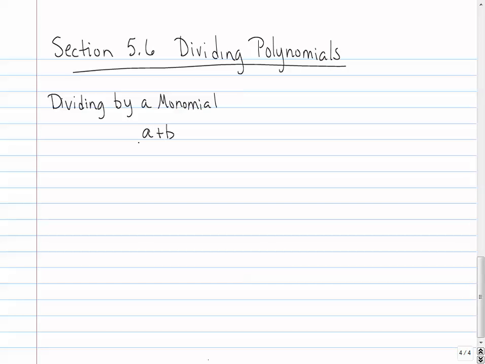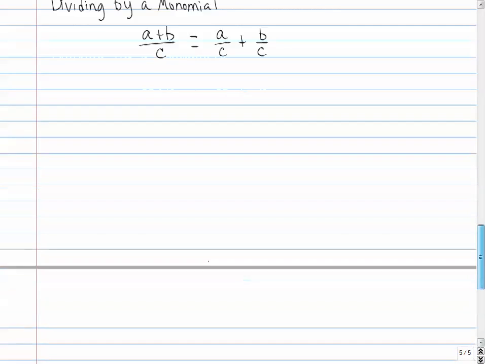So if you had a plus b over c, that's equal to the same thing as a over c plus b over c. So you could take each term in the numerator and put it over the common denominator, like that. And then you could simplify, and we'd use our quotient rule to simplify, if we could.